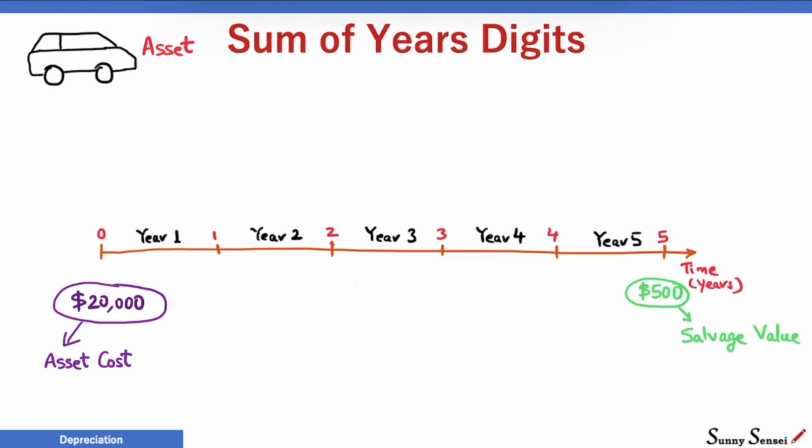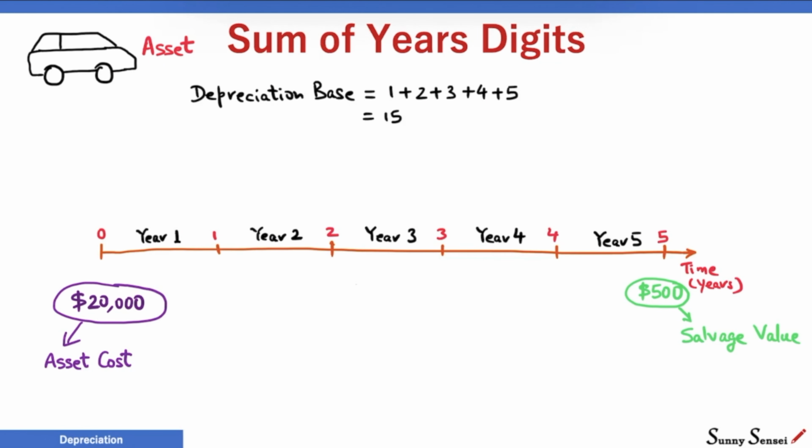The first step in this approach is to find the depreciation base. In this example, the useful life of the asset is 5 years. We start with 1 and keep adding the consecutive numbers till the end of useful life. Depreciation base for this example is simply 1 plus 2 plus 3 plus 4 plus 5. 15 is the depreciation base.